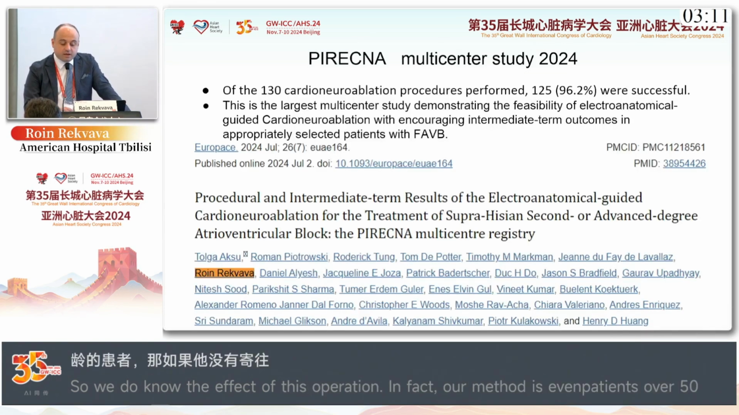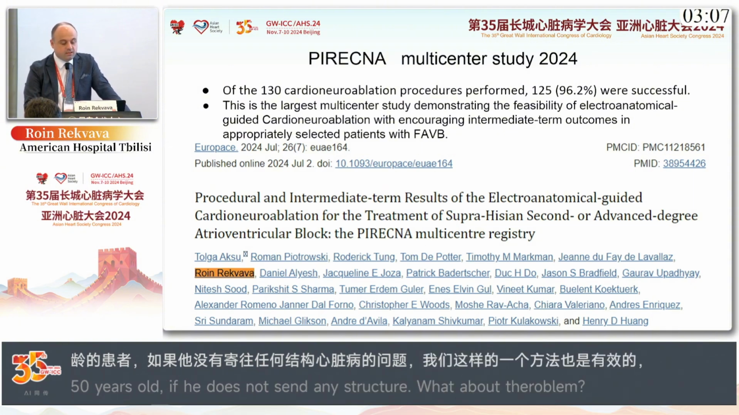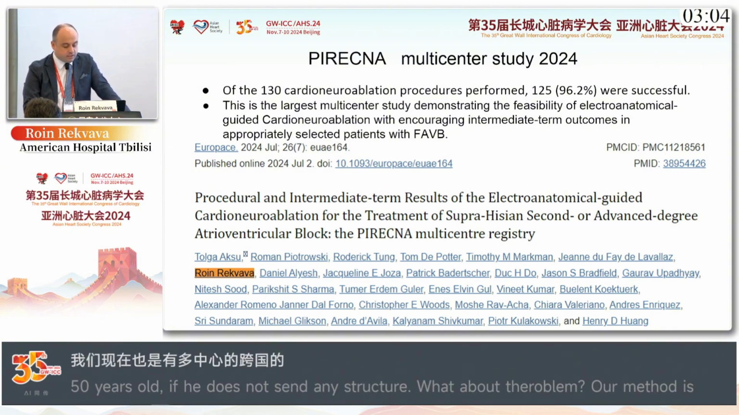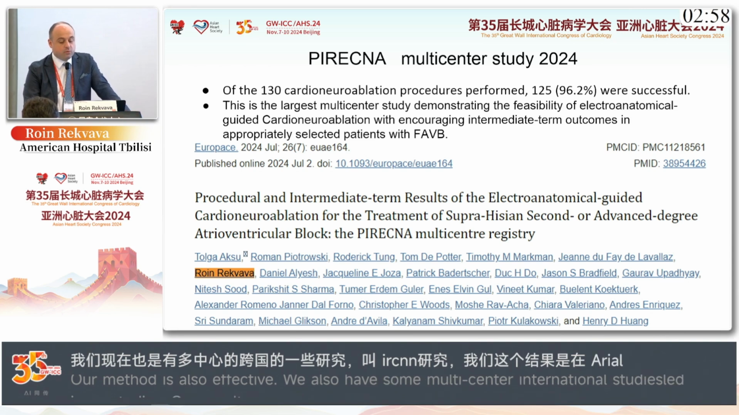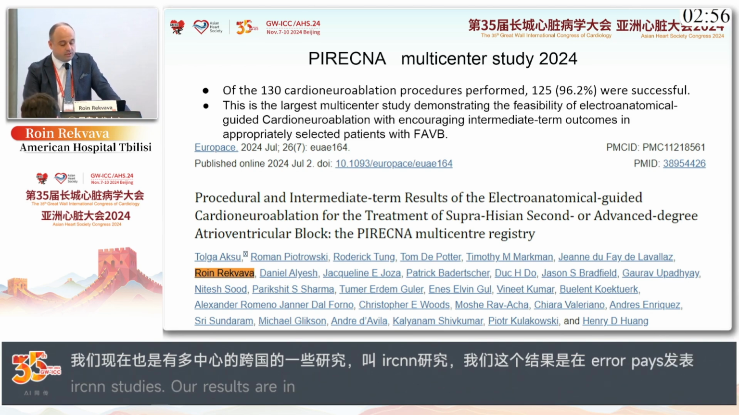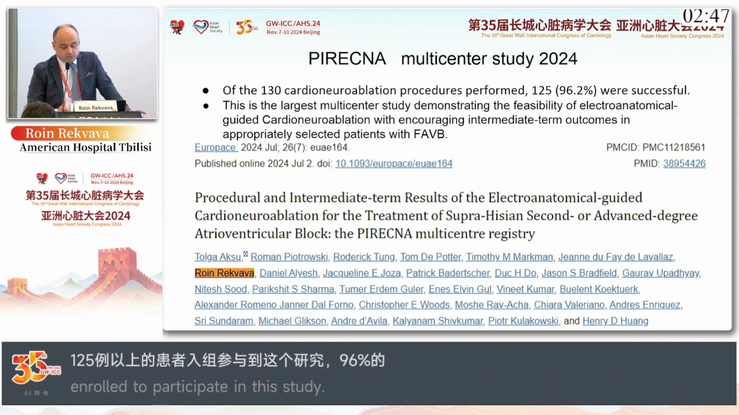We are now involved in a multicenter, multinational study, PIRE CNA. We just published it in Europace, and more than 125 patients were involved in this study, with a 96 percent success rate. So I think this is a promising method.